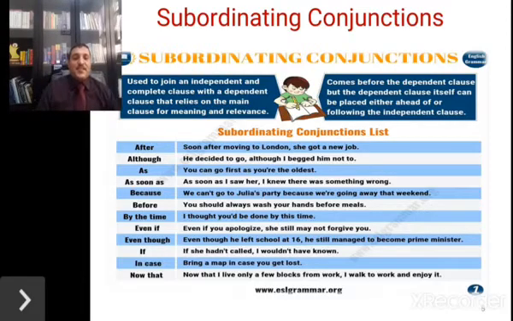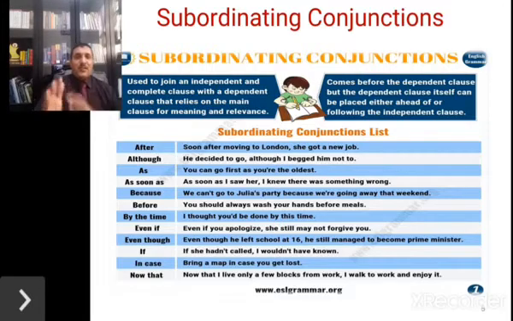You can go first as you are the eldest. You can succeed as you have studied hard. I can sleep as I have finished doing my homework. Okay. As soon as.